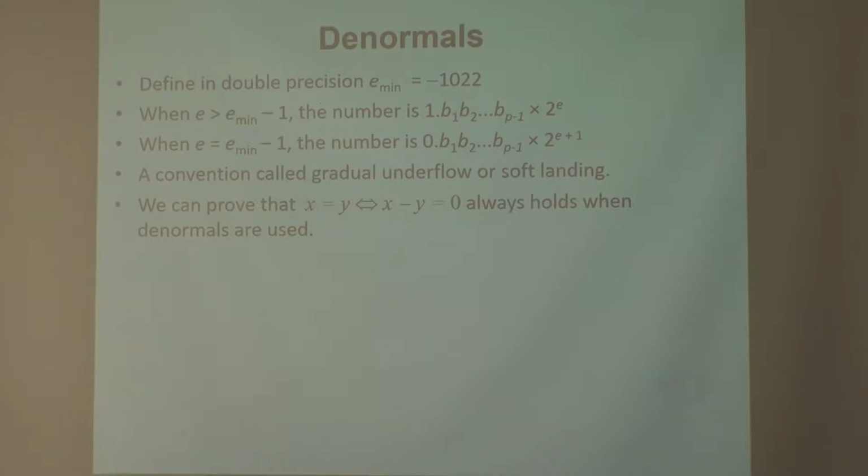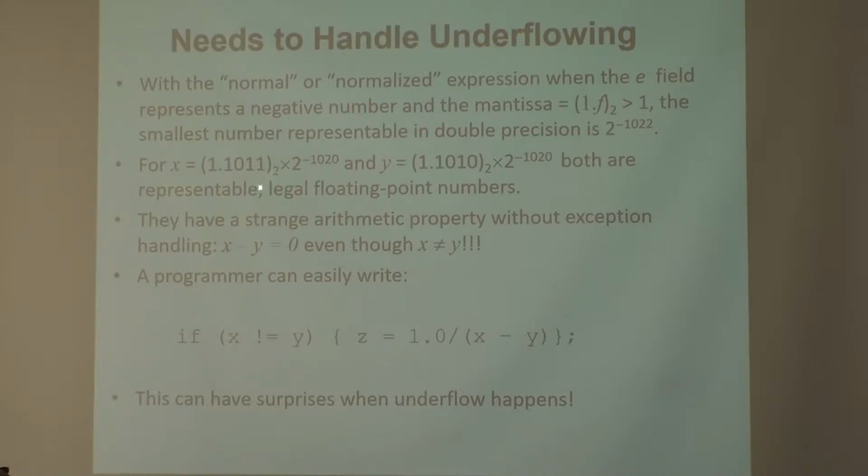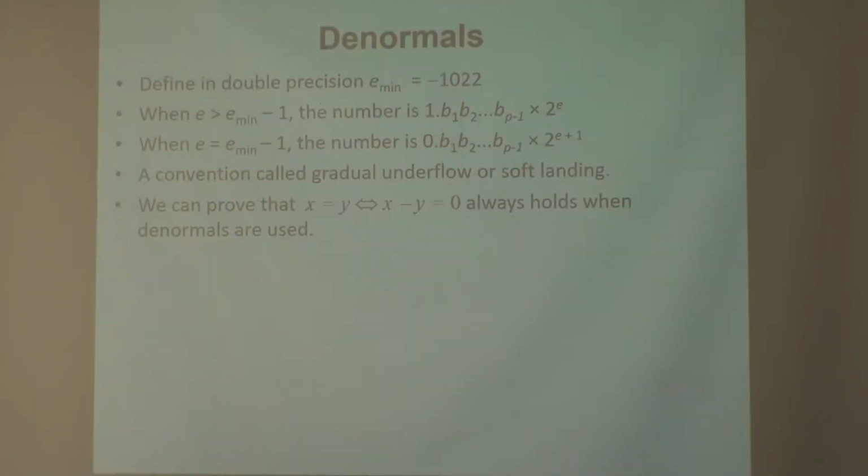So for every floating point, you check whether your exponent is larger or equal to this minimal minus 1, which is nothing but, in binary, something like 2 to the minus 1022. And once this is done, the representation changes, so you can represent an even smaller number.